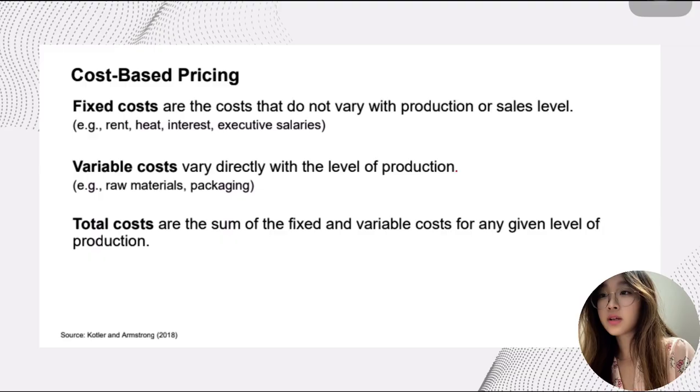To implement cost-based pricing, we need to understand three types of cost. Fixed costs don't vary with production or sales level, like rent, heat, interest, and executive salary. Whether you produce 1 unit or 100, rent stays the same. Variable costs vary directly with production level, like raw materials and packaging. More production means more of these costs.